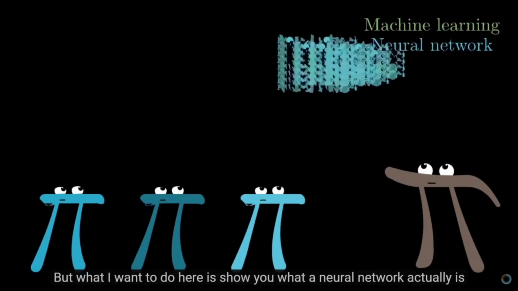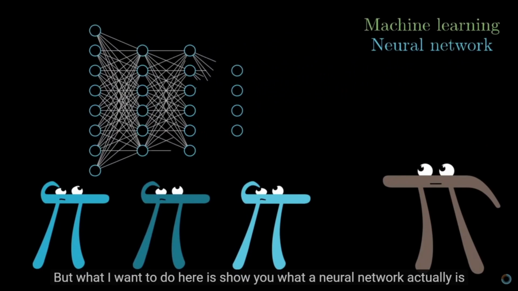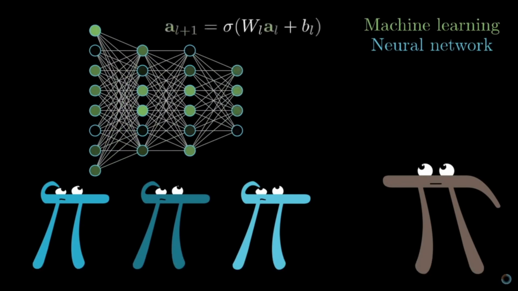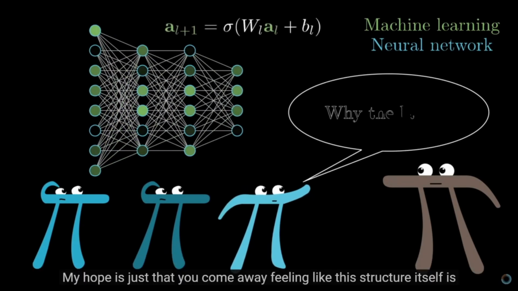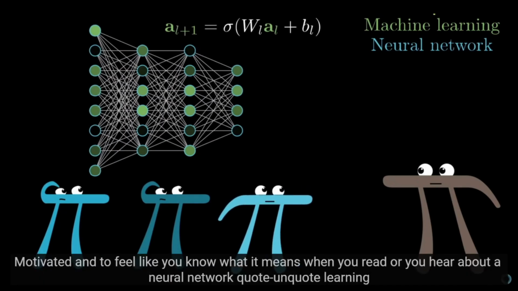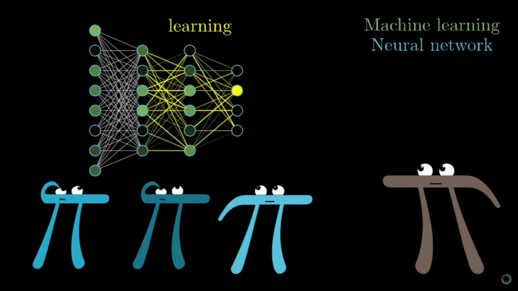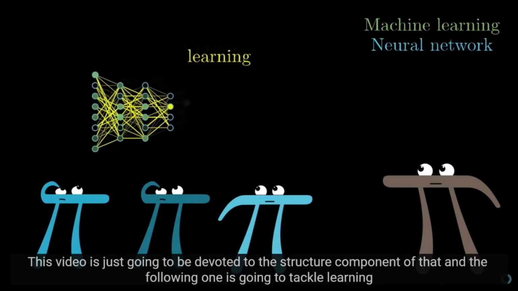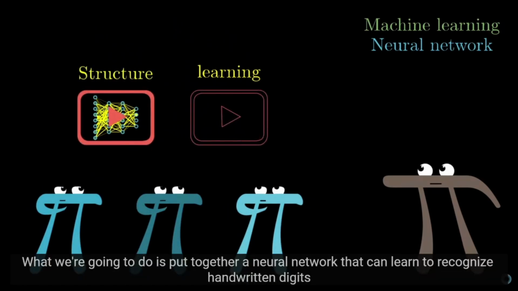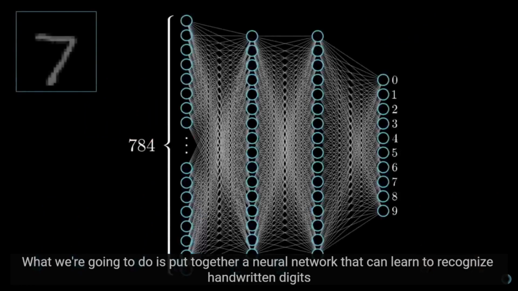But what I want to do here is show you what a neural network actually is, assuming no background, and to help visualize what it's doing. Not as a buzzword, but as a piece of math. My hope is just that you come away feeling like the structure itself is motivated, and to feel like you know what it means when you read or hear about a neural network quote-unquote learning. This video is just going to be devoted to the structure component of that, and the following one is going to tackle learning.